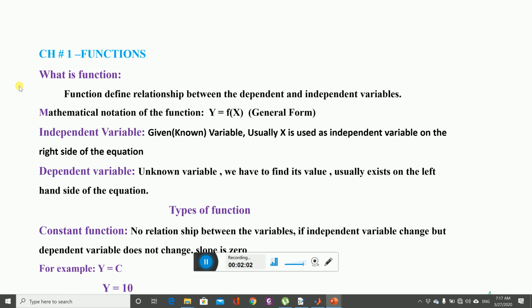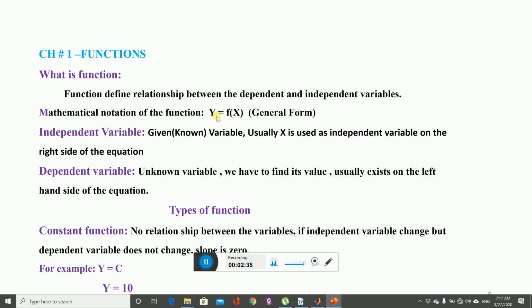Now we are starting our course from the very first topic, that is, what is a function. A function actually represents a mathematical relationship between two or more dependent and independent variables. I put here the mathematical notation for this function. As given, the mathematical notation of the function is y is equal to f of x. You cannot read it as y is equal to f times x.